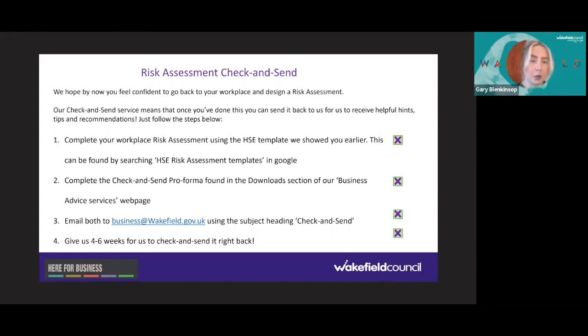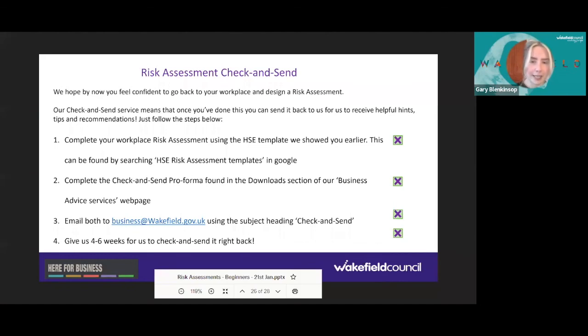Complete your workplace risk assessment using the HSE template that we showed earlier, which you can find by searching HSE risk assessment templates in Google. Then complete the check and send pro forma that you can download from our Business Advice Services webpage that I mentioned on the previous slide, and email both of those, your risk assessment and the pro forma, to business@wakefield.gov.uk using the subject heading check and send. Then give us about 4 to 6 weeks to check it, and we'll send it right back to you. We'll give any feedback that we might need, or just some reassurance.